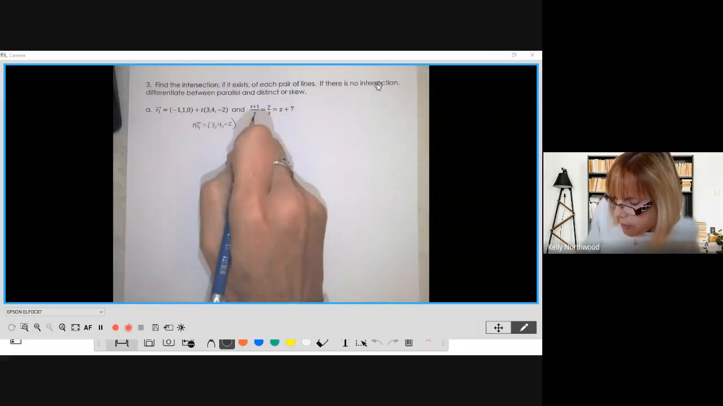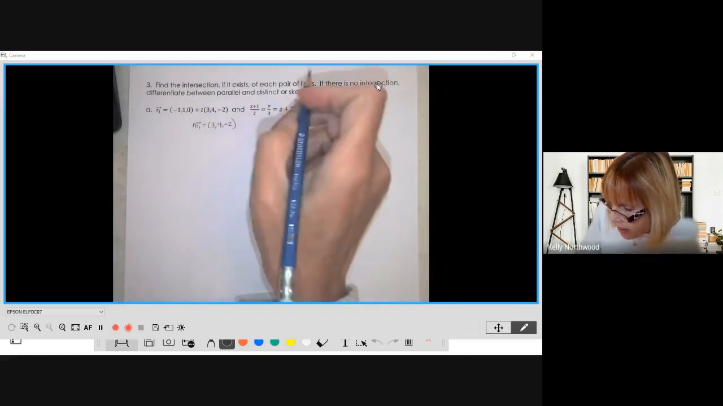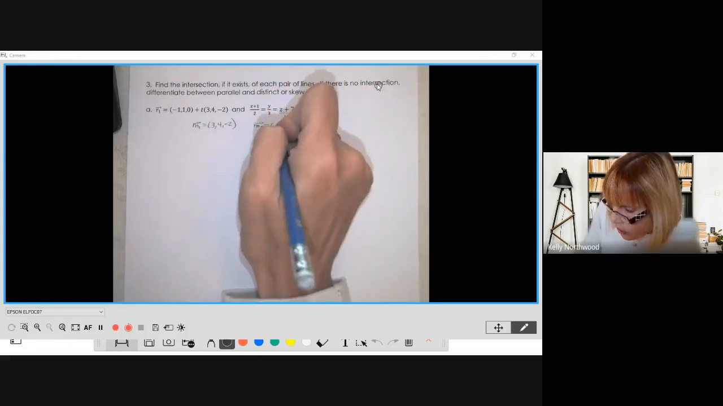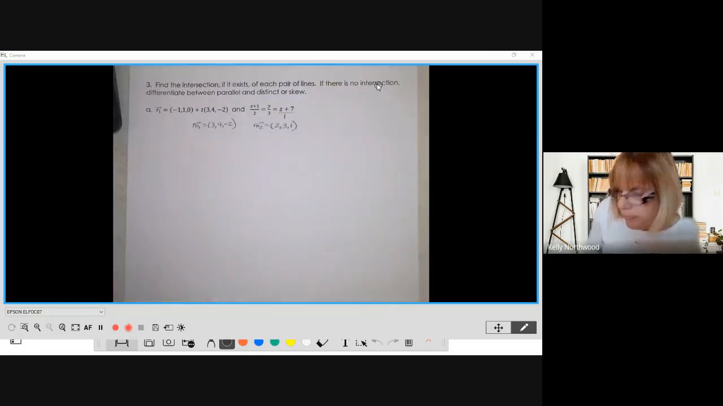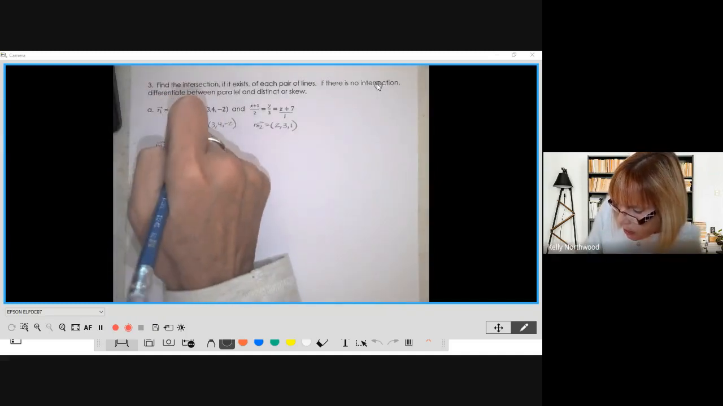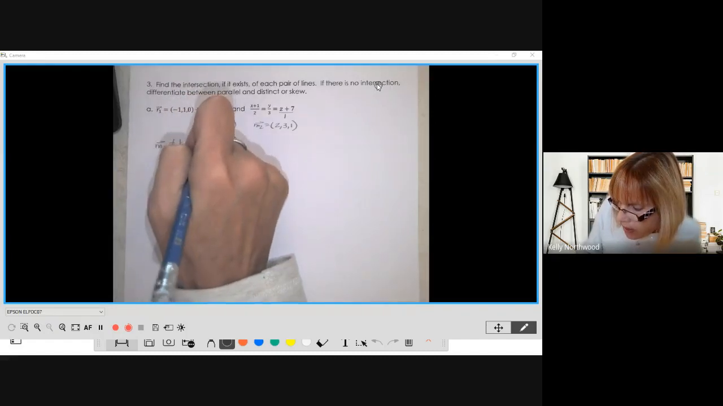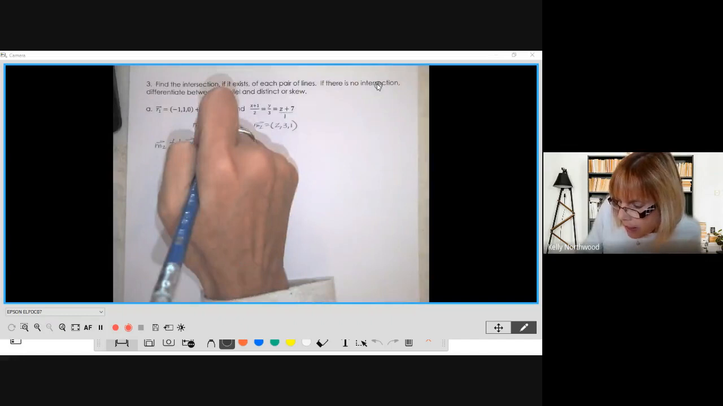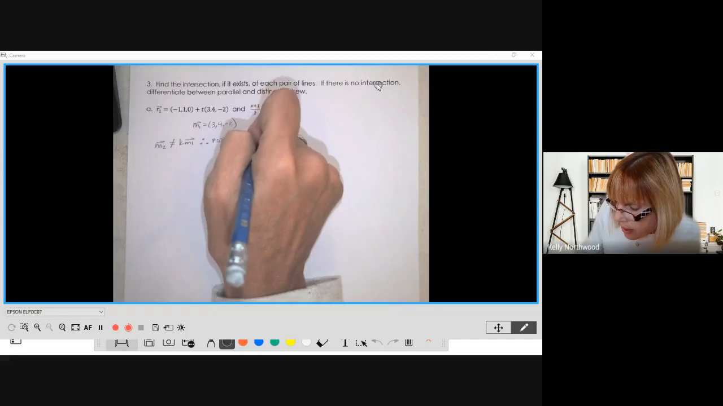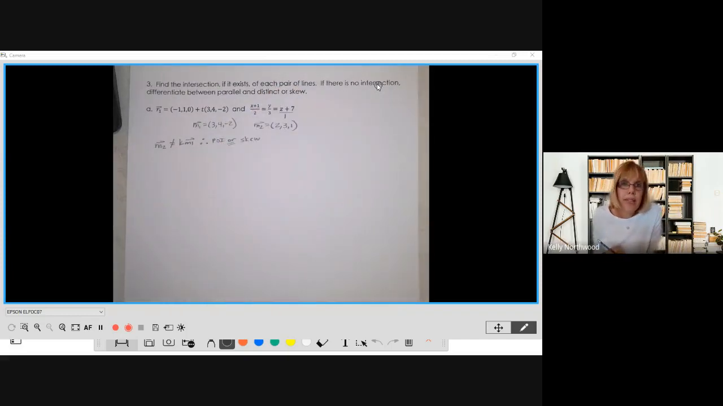For this one, we make sure it's in symmetric form. So that's good. Make this out of 1. So our direction vector is 2, 3, 1. And we can see that they're not scalar multiples. So we're going to say m2 is not a scalar multiple of m1. Therefore, we either have a point of intersection or we have skew lines, just basing it off of analyzing our direction vectors.